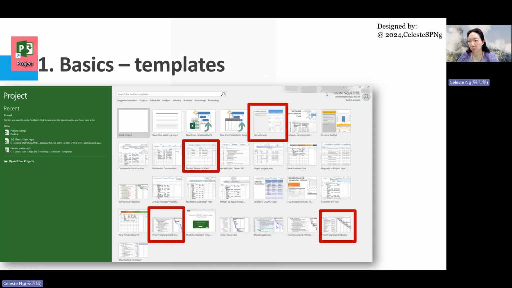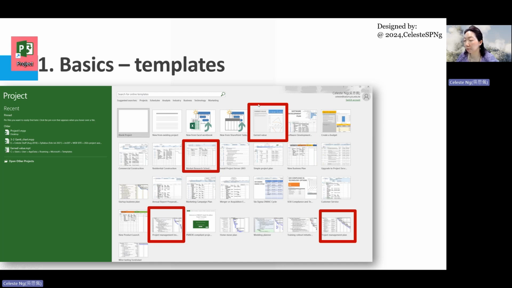It will show you a list of templates that you can choose to start with. And here you can see the ones that I've highlighted: the earned value management template, market research schedule template, and then project management plan template. And this is also another project management plan template, but this is PMI compliant. But actually, later on, when you see the content inside these 2 templates, they are more or less the same.